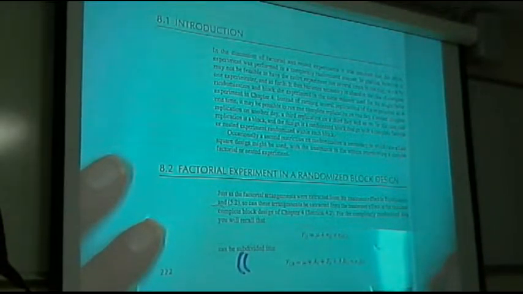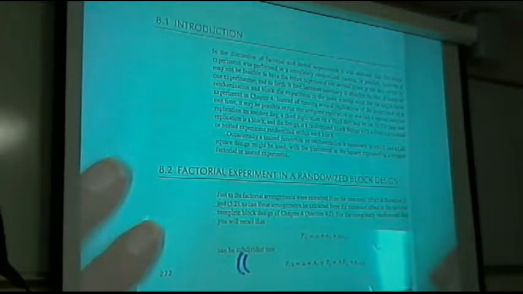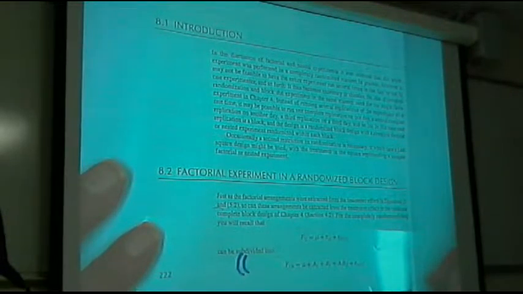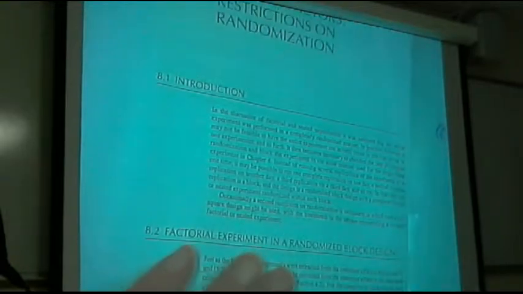It looks fairly straightforward. Y_ijk is that expression there. Main effect for factor A, main effect for factor B, interaction between factors A and B, and an error term. So a pretty standard kind of a model that we've looked at before.